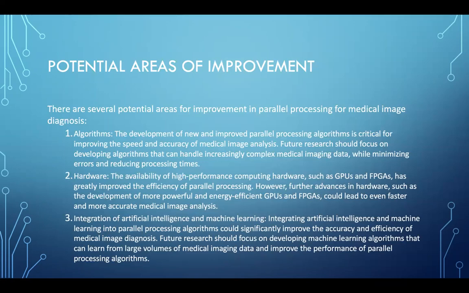Integration of AI and ML. Integrating AI and ML into parallel processing algorithms could significantly improve the accuracy and efficiency of medical image diagnosis. Future research should focus on developing ML algorithms that can learn from large volumes of medical imaging data and improve the performance of parallel processing algorithms.